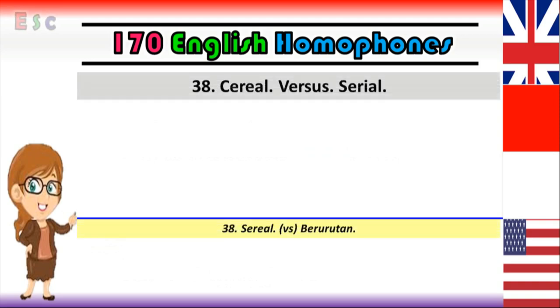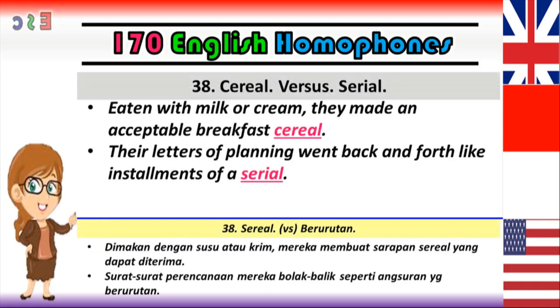38. Cereal versus serial. Examples. Eaten with milk or cream, they made an acceptable breakfast cereal. Their letters of planning went back and forth like installments of a serial.